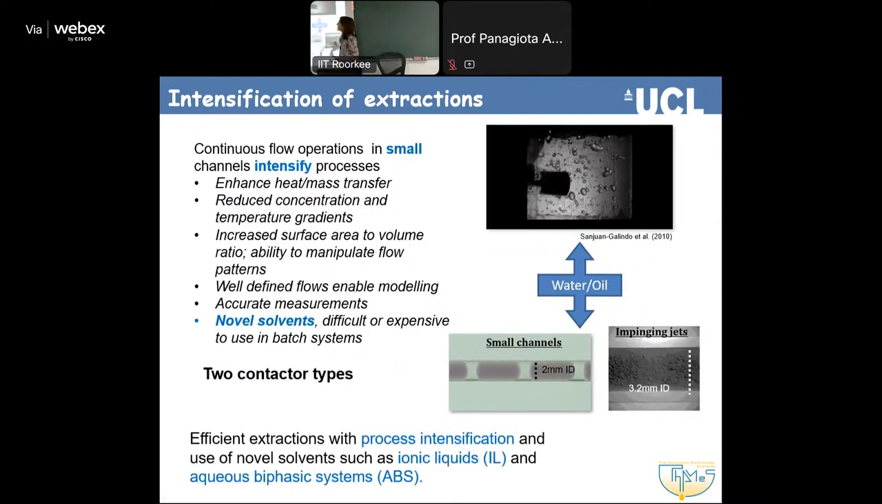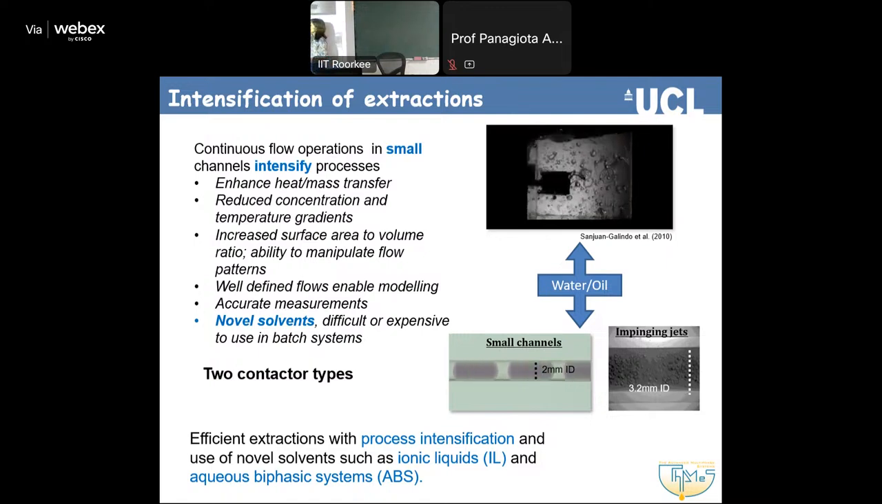And just repeating the same thing, in these small channels we get what we want, which is process intensification, which means that we have enhanced heat and mass transfer rates. The very large transfer rates mean that we reduce the concentration gradients, we have more uniform conditions, and this means that we can actually do accurate measurements. And also the modeling is easier, especially because, as you will be seeing in the next two tutorials, flows are mainly non-turbulent, so the modeling can be easier and more accurate as well.